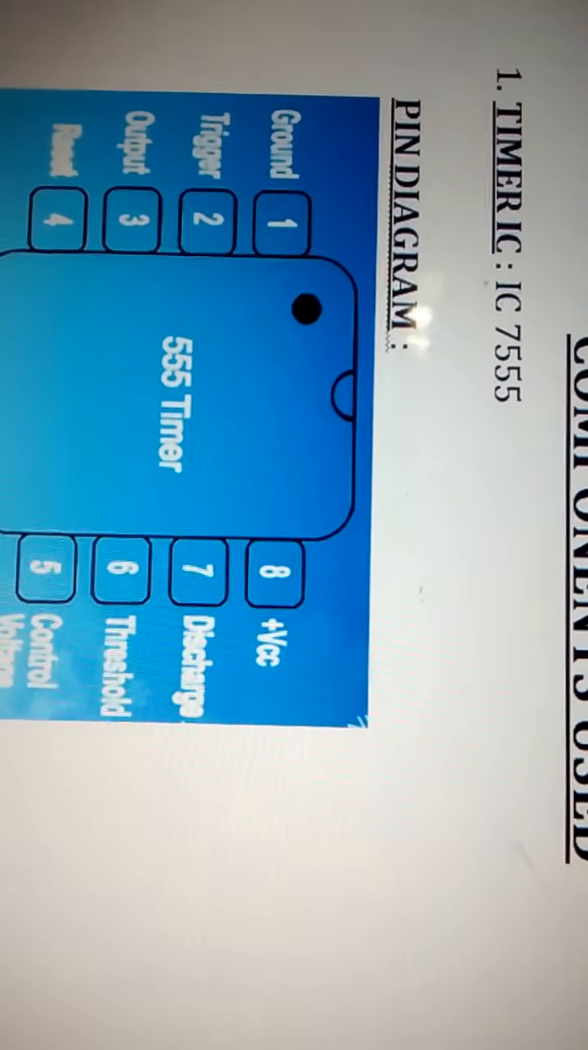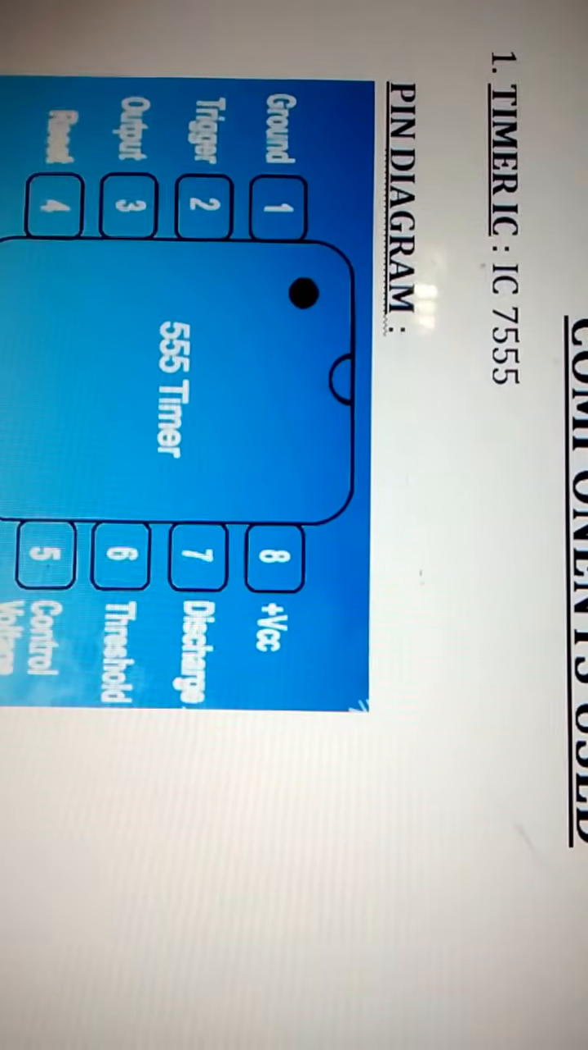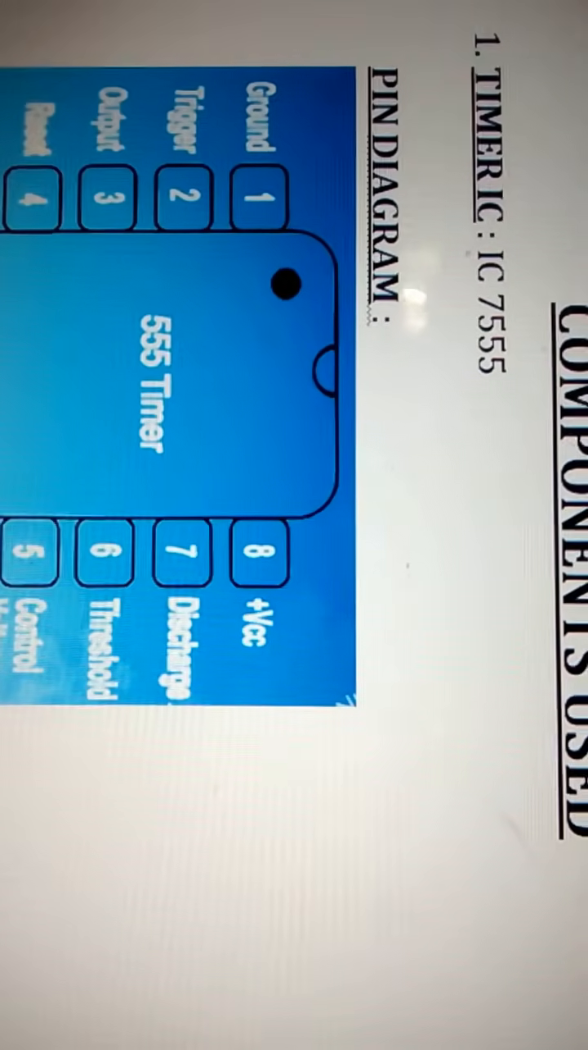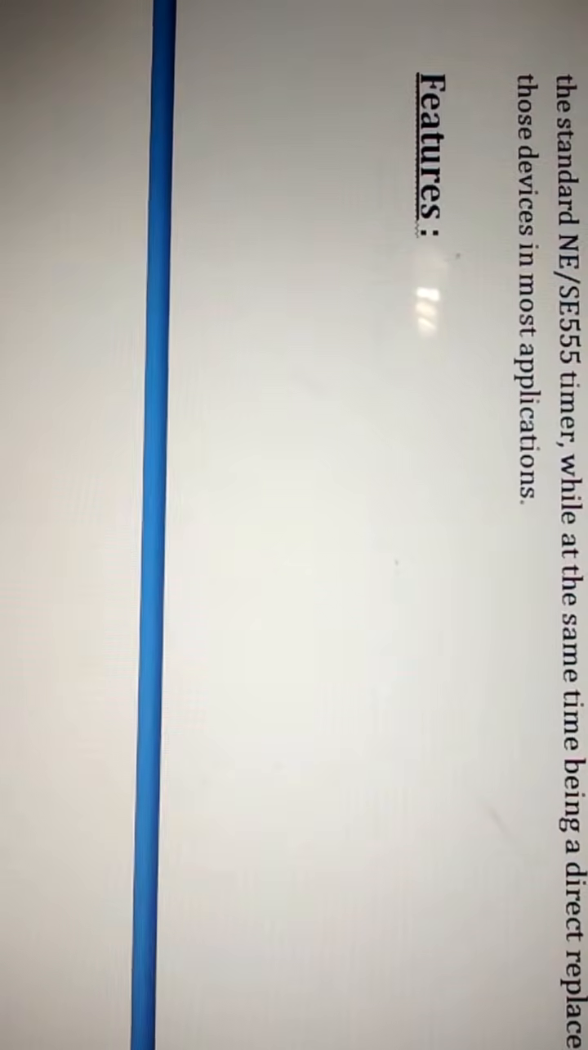Now I'll tell you what components are used in this project. First is the timer IC 7555. The pin diagram is as shown. It is the same as the 555 timer, but you can look for the differences on Google. Second come the transistors. We have used BC327 transistors, which are MOSFET transistors. We have used two of them in the circuit, and the two have different applications. I'll tell you in just a moment.